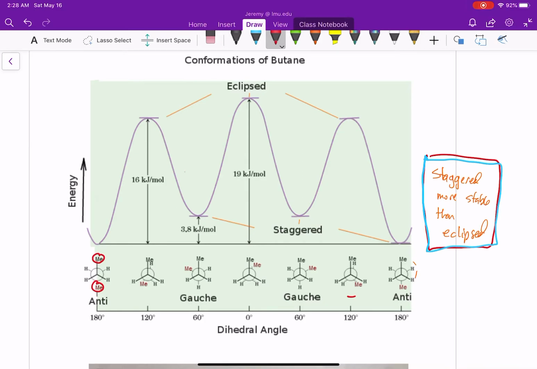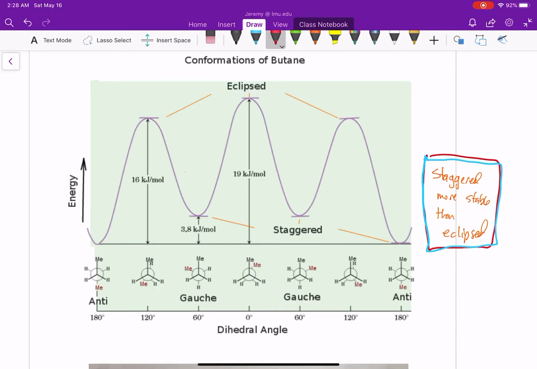That's why eclipsed is really bad and high in energy, because these methyls and hydrogen groups are right behind each other. They're bumping into each other. So that means these are really, really high in energy. These 2 methyls are bumping into each other. Here we have a methyl and a hydrogen, and 2 hydrogens bumping into each other. That causes the molecule to be less stable. It's high in energy.